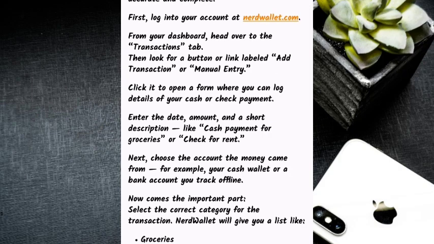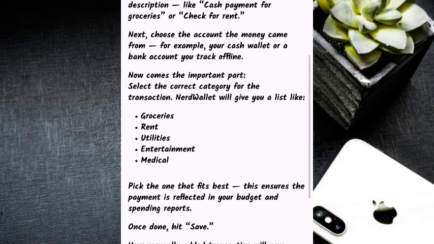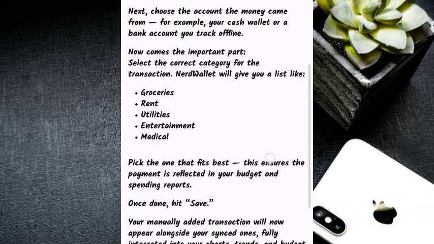Now comes the important part. Select the correct category for the transaction. Nerdwallet will give you a list like groceries, rent, utilities, entertainment, medical, and so on. Just pick the one that fits best. This ensures that the payment is reflected in your budgets and spending reports.